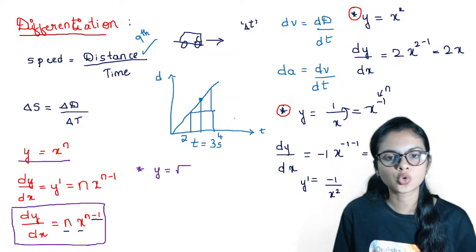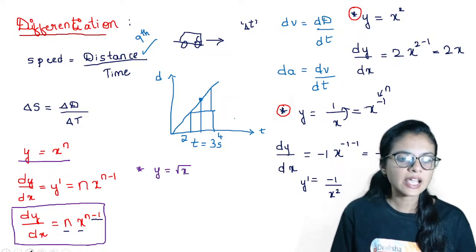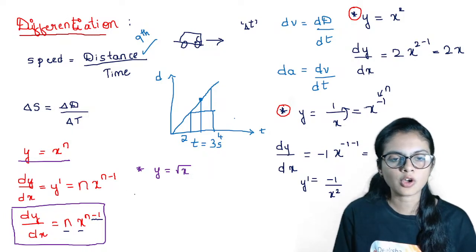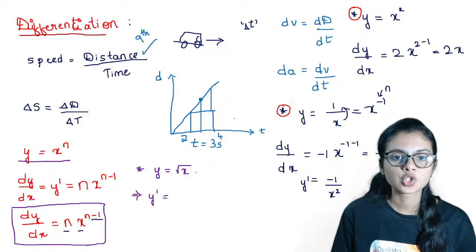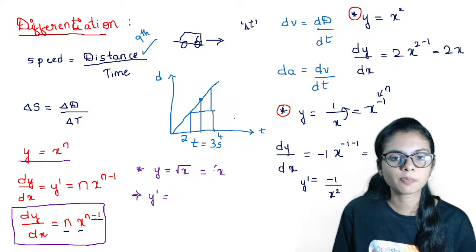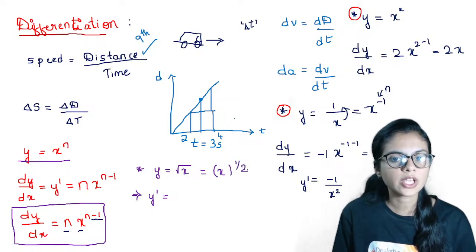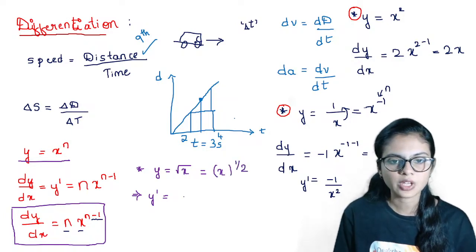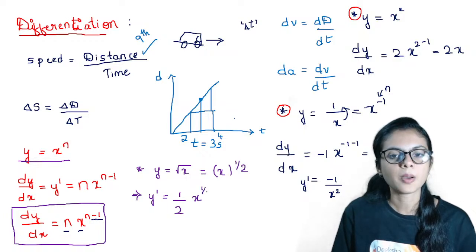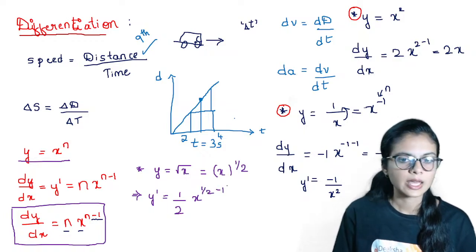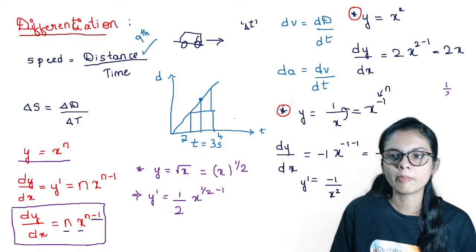Y is equals to root of x. If I consider y is equals to root of x, then what is y dash? What is the differentiation of root x? So how to find it? So root x is nothing but x power 1 by 2. So n is equals to 1 by 2, right? So I'll just write n here. Beside that, x power n minus 1, right? 1 by 2 minus 1.